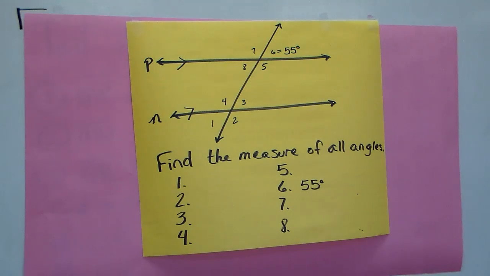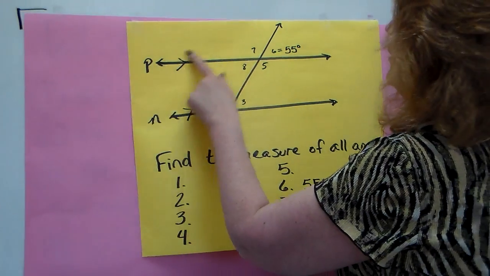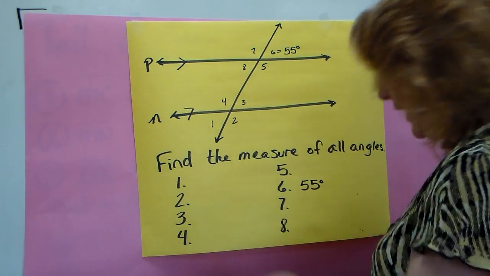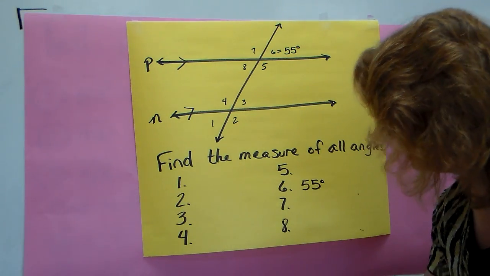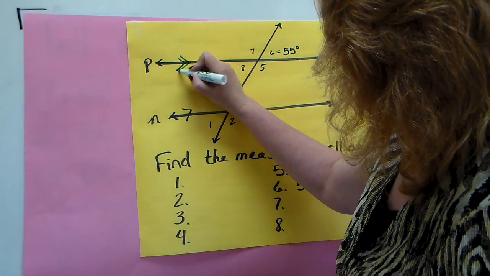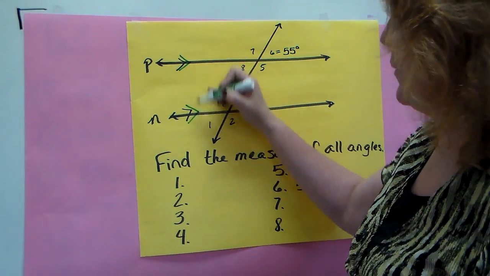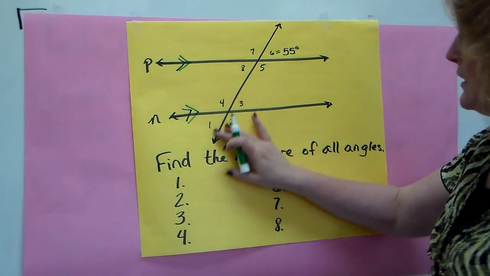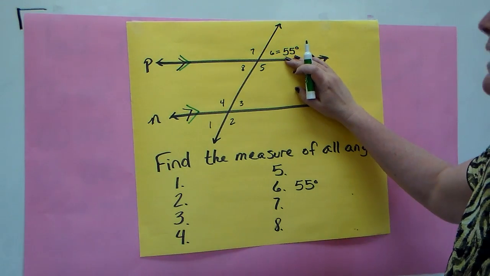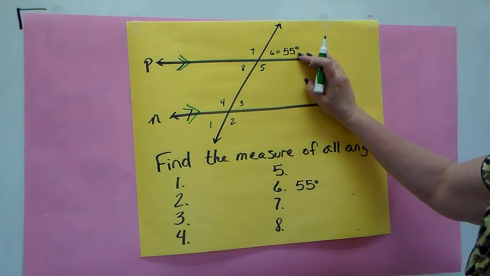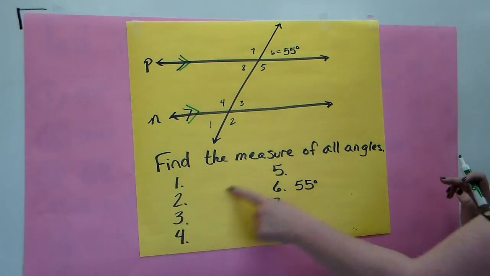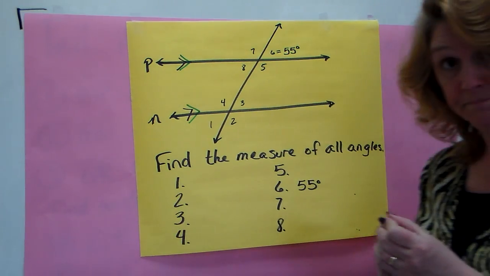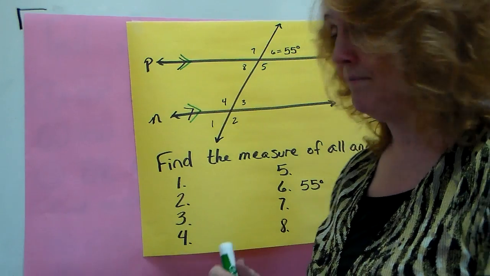All right, next up, you get your own to play with. So here you have line P and line N are parallel. And I've got these groovy little arrows. This arrow and this arrow actually mean this line is parallel to this line. So line P and line N are parallel, and this line is the transversal, and I'm telling you that the measure of angle 6 equals 55 degrees. Find the measure of all the angles. So number on your paper 1 to 8 and put the measure of all of the angles in there. Pause while you do that.